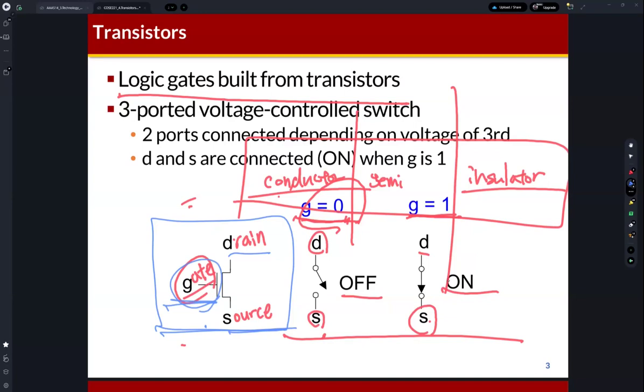Just understand some behavior. If you see the symbol of a transistor, it looks like this, and this is drain and source, and this is gate. Using this gate node, drain and source can be connected. This is the turn on state. Or drain and source are disconnected. This is the turn off state, like this.